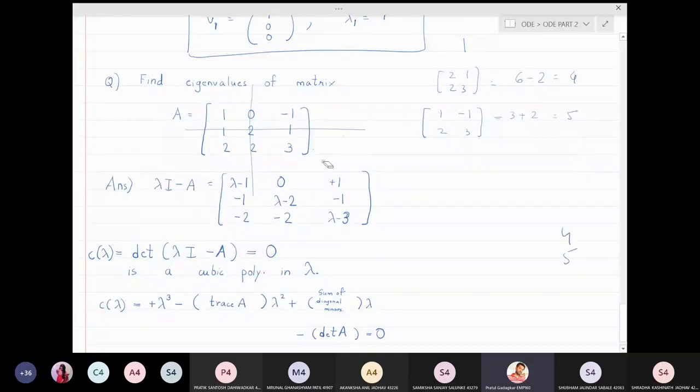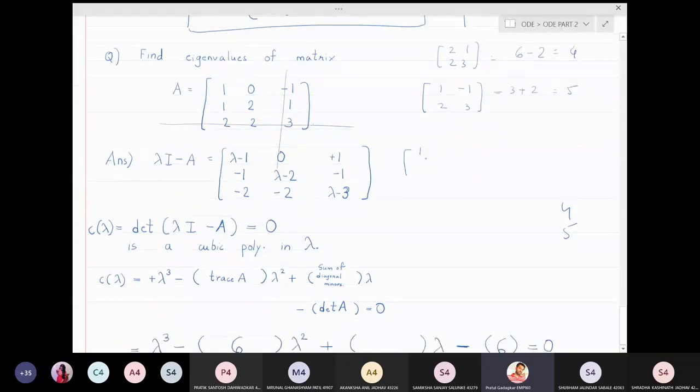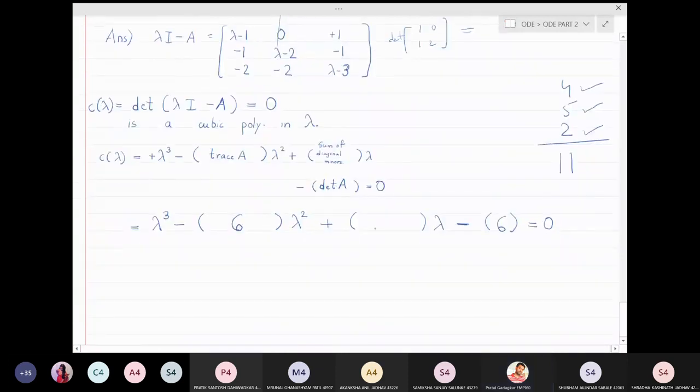Next, I will delete the third row and the third column. Okay, so I'm going to get a matrix which is 1 0 1 2. What is the determinant of this particular matrix? The determinant is 2. Let me write that 2 here. So the first diagonal minor was 4, the second diagonal minor is 5, and the third diagonal minor is 2. And their sum, what is the sum? Their sum is 11. So that will come to be here.